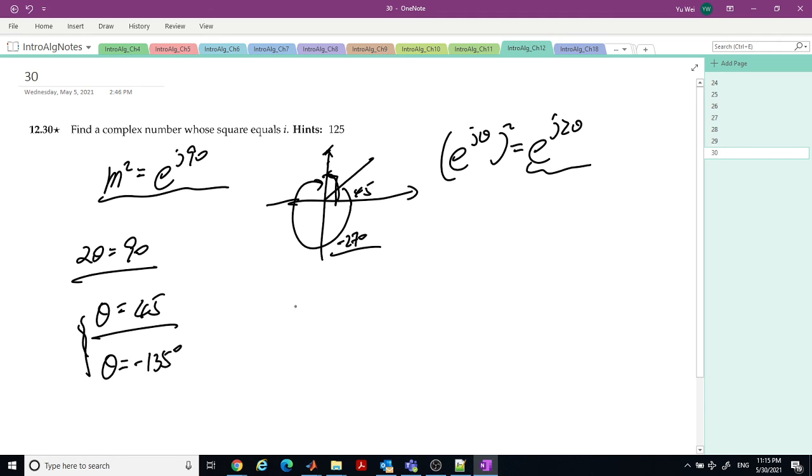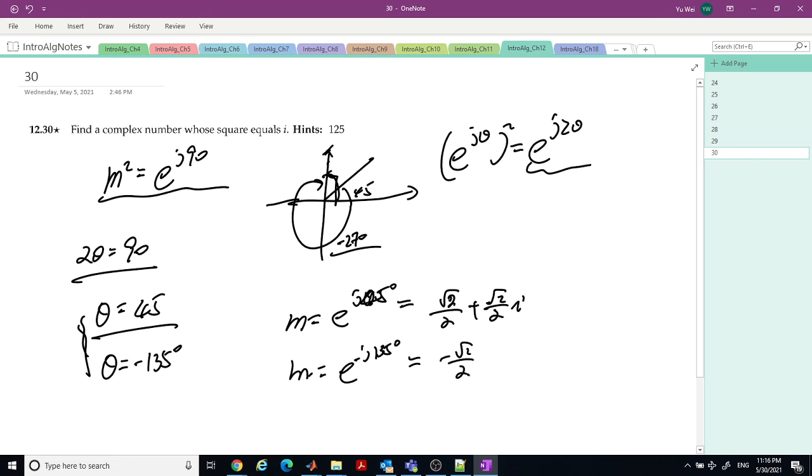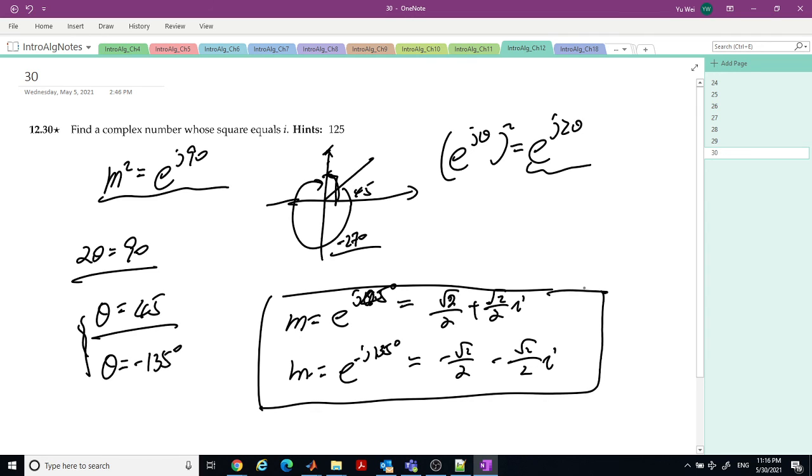So that's why m1 can be equal to e^(j45°), which is root 2 over 2 plus root 2 over 2 i, and m2 is equal to e^(-j135°), which is negative root 2 over 2 minus root 2 over 2 i. So those are the 2 values of m.